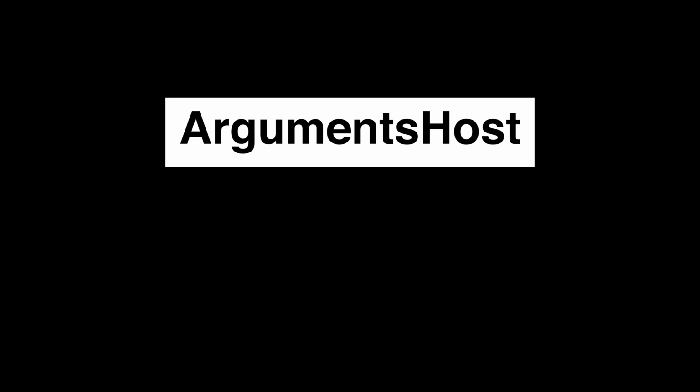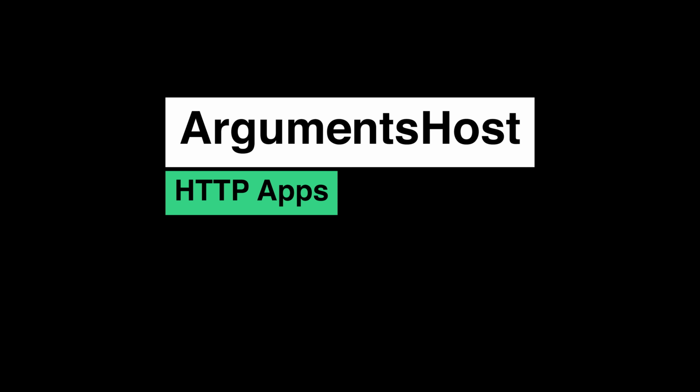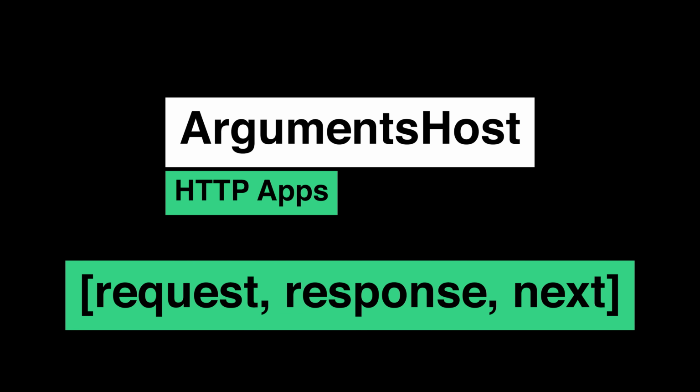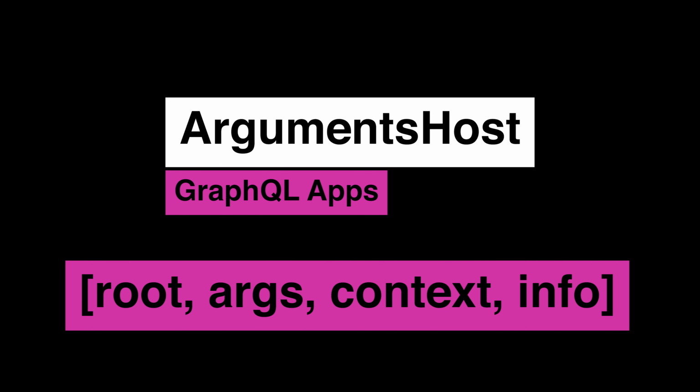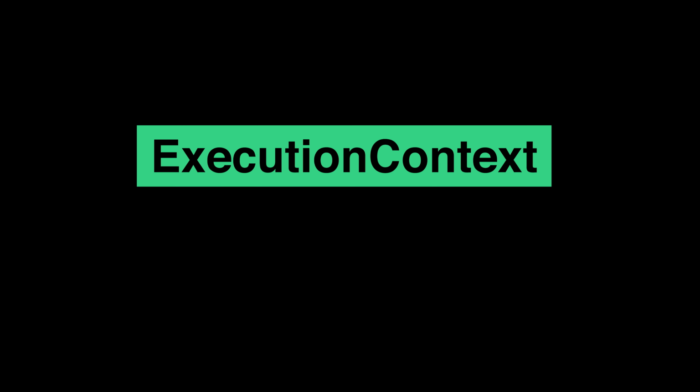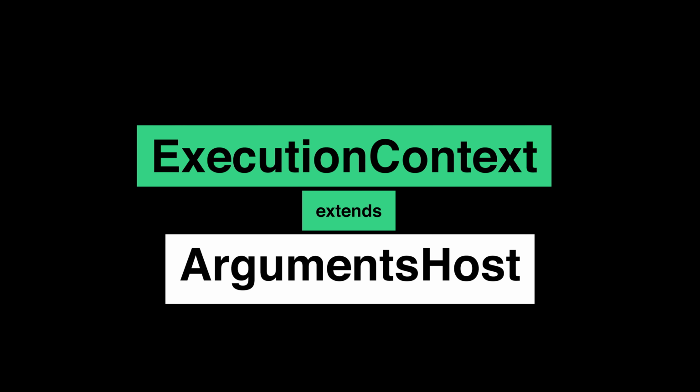In order to facilitate the writing of some generic guards, filters, and interceptors, NestJS offers us some utility classes. Two of them are arguments host and execution context. Arguments host simply acts as an abstraction over a handler's arguments. For example, for HTTP server applications, the host object encapsulates Express's array, which contains request, response, and next. For GraphQL applications, the host object contains root, args, context, and info, all as an array. An execution context extends arguments host, providing additional details about the current execution process.